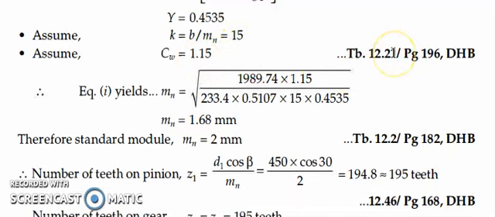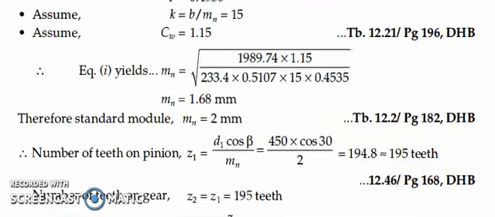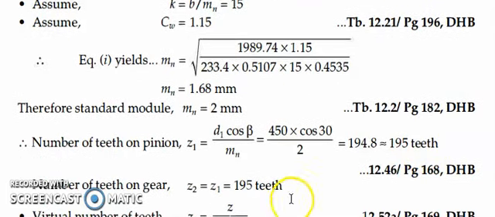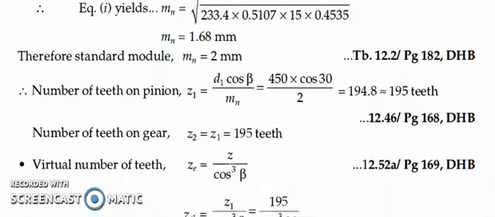We can directly take that value from table 12.21. You can write that in the right side of your assumed assumption. Then using these values we can find the value of Mn, that is equal to 2. Then we can go for number of teeth on pinion, that is Z1, that is equal to 195 teeth. Then number of teeth on gear, because Z1 and Z2 are same, so number of teeth on gear also 195.